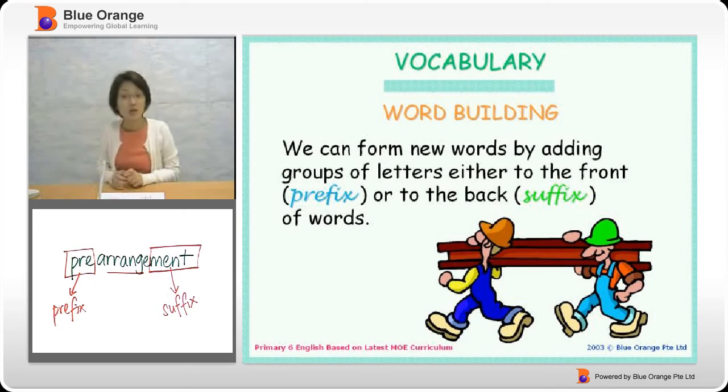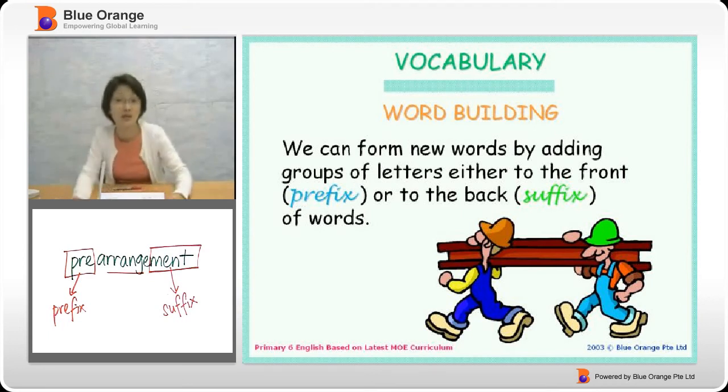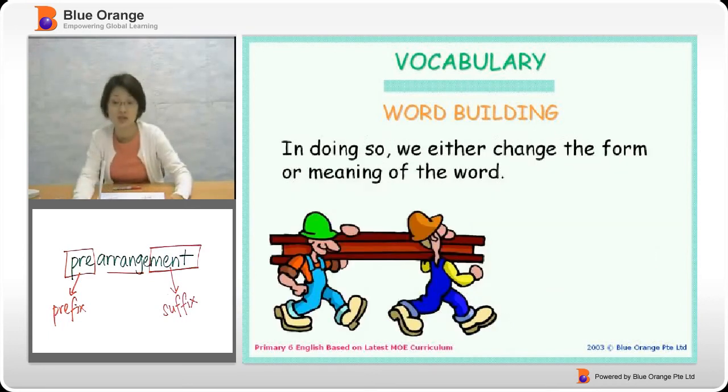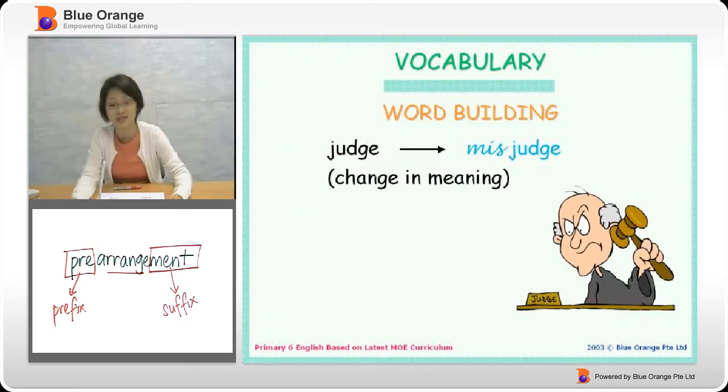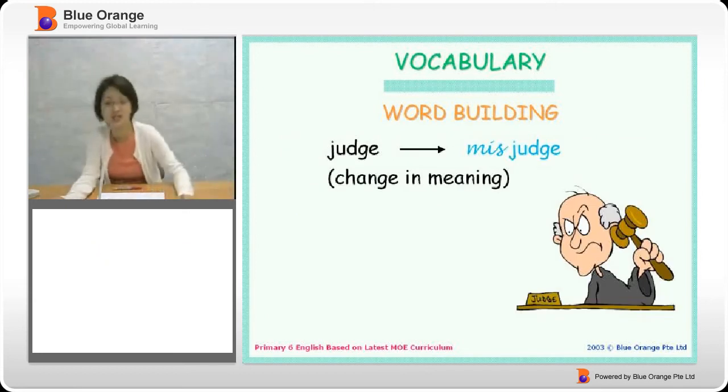Alright? Not all words have a prefix and a suffix. Sometimes they only have a prefix, sometimes they only have a suffix. When we do things like that, we either change the form or the meaning of the word. Let's take another example. Judge. Well, when we have the word judge, we put a mis in front, we change the meaning totally. Misjudge, that means to judge wrongly.